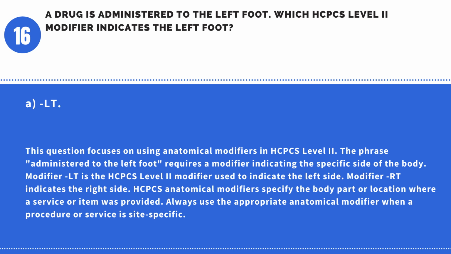Answer: A. LT. This question focuses on using anatomical modifiers in HCPCS Level 2. The phrase administered to the left foot requires a modifier indicating the specific side of the body. Modifier LT is the HCPCS Level 2 modifier used to indicate the left side. Modifier RT indicates the right side. HCPCS anatomical modifiers specify the body part or location where a service or item was provided. Always use the appropriate anatomical modifier when a procedure or service is site-specific.